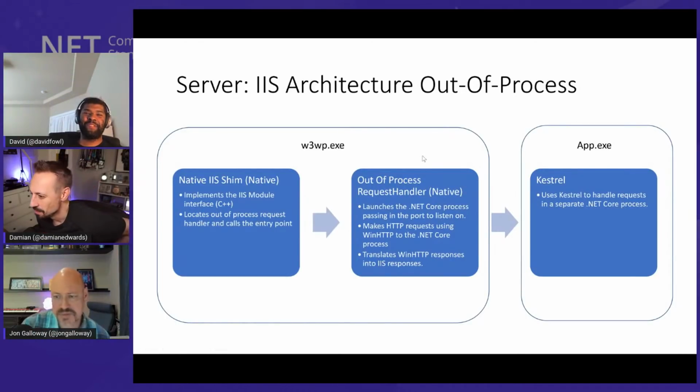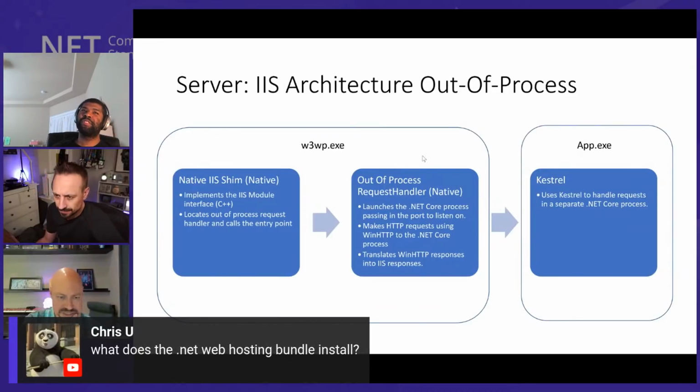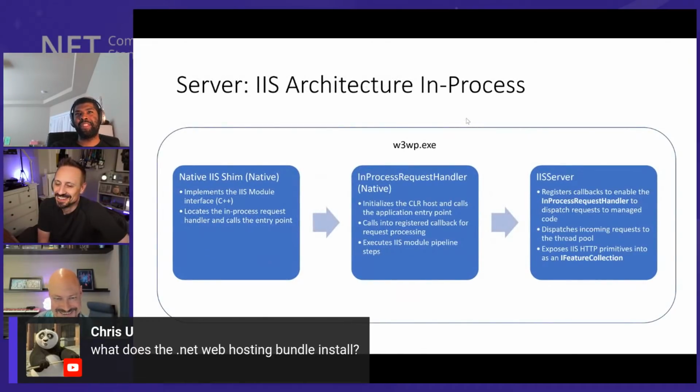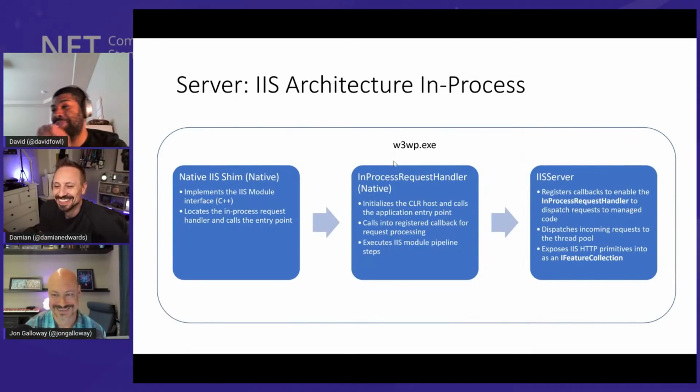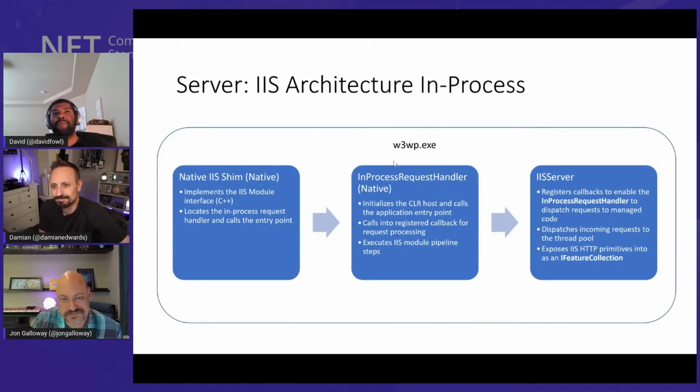So to wrap up a bit, there's one question from Chris. What does the .NET web hosting bundle install? Ooh, God, I remember when we first put that installer together. It installs the shim and the two handlers, the in-proc handler and the out of proc handler, and .NET itself. Yeah, that's why it's a bundle. It has the IIS support and .NET. It does not have the SDK. It only has the .NET runtime, and it has both the 32-bit and the 64-bit version of the runtime.